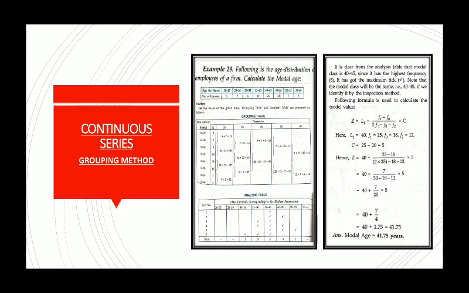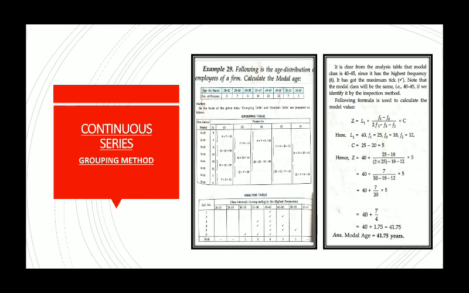And F2 is the frequency of the class succeeding the modal class. So after 25 we can see it is 12. So F2 will be 12. And C is the class width, which is the gap between the two class limits, 25 and 20. The gap is 5, so it is 5. Now using that we will put the values in the formula which is given here, and after solving we get our answer, which is 41.75 years. See, in the answer also it is written modal age. So modal age is 41.75 years.